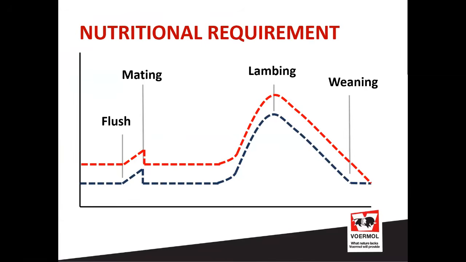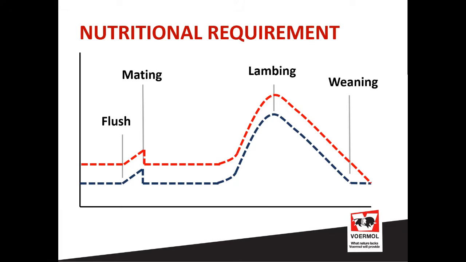This is just a graphical representation of that table. We've got maintenance coming in right up to mating, and the nutritional requirements go up for the ewe. After mating, it goes back down to maintenance, and about 6 weeks prior to lambing, that graph starts picking up again. That's the nutritional requirement of that ewe. After lambing, it starts to reduce again, right back to weaning, when it stays on maintenance again.